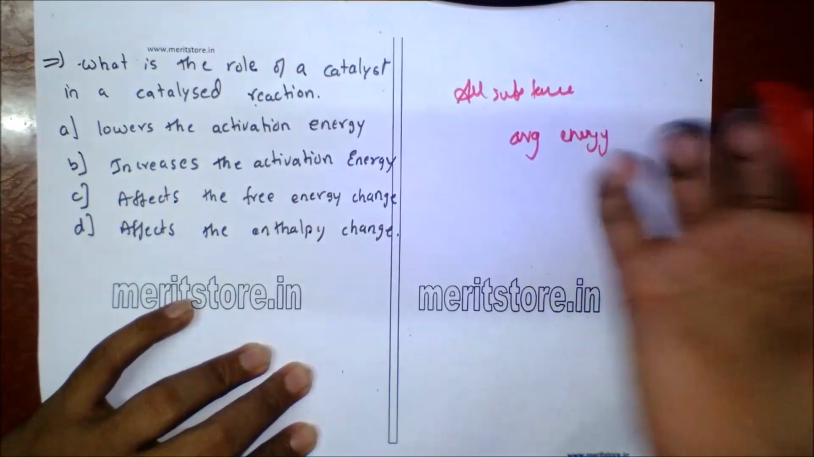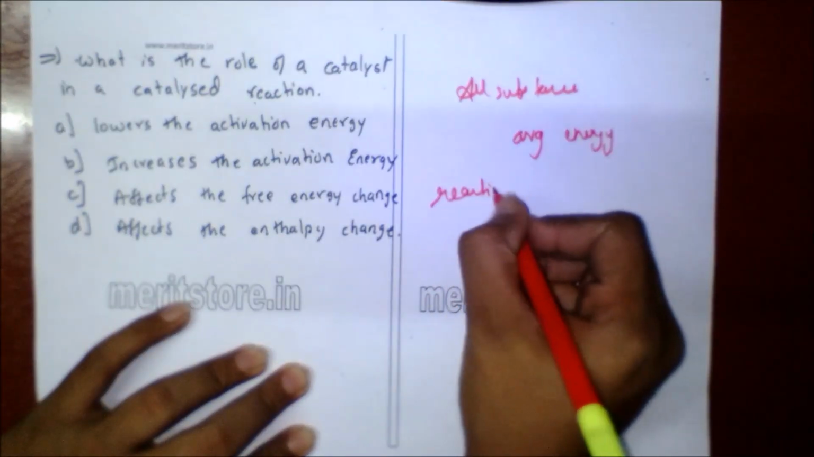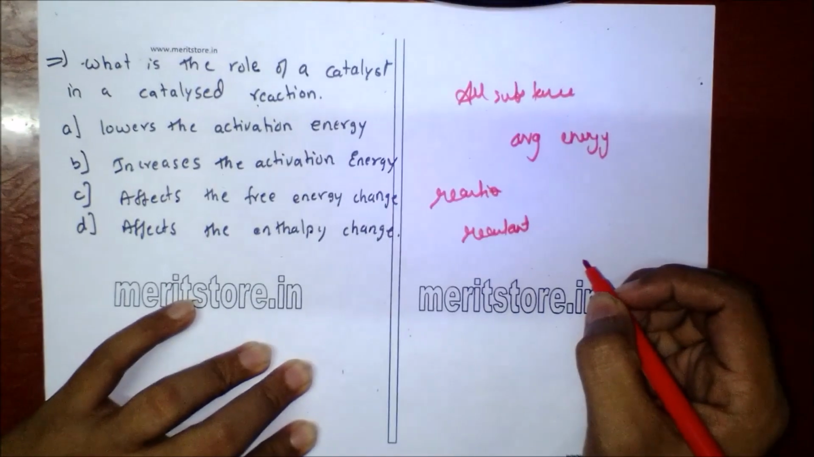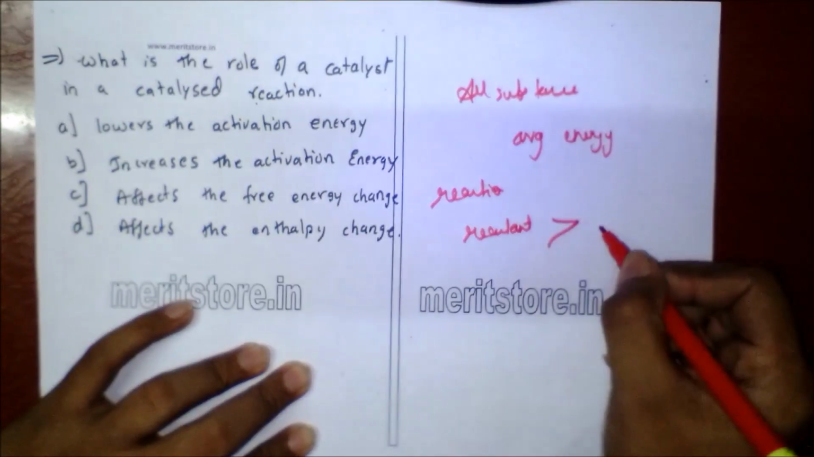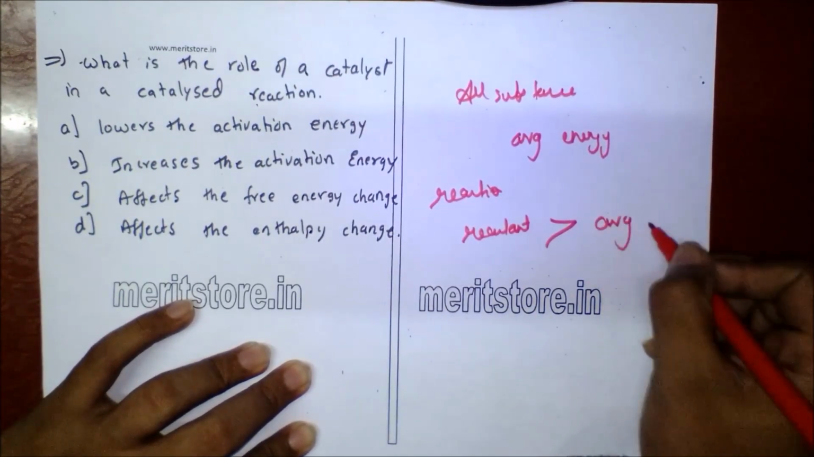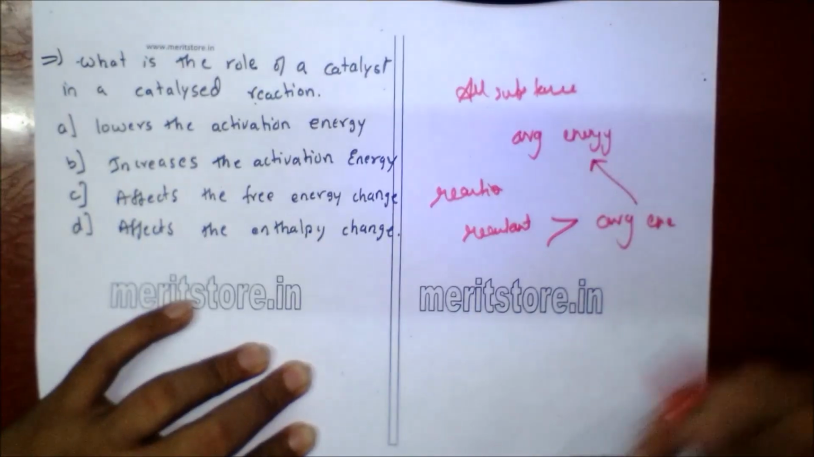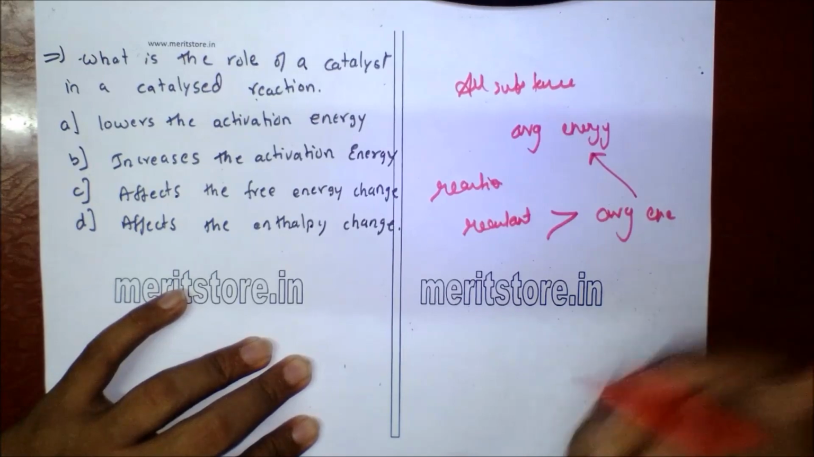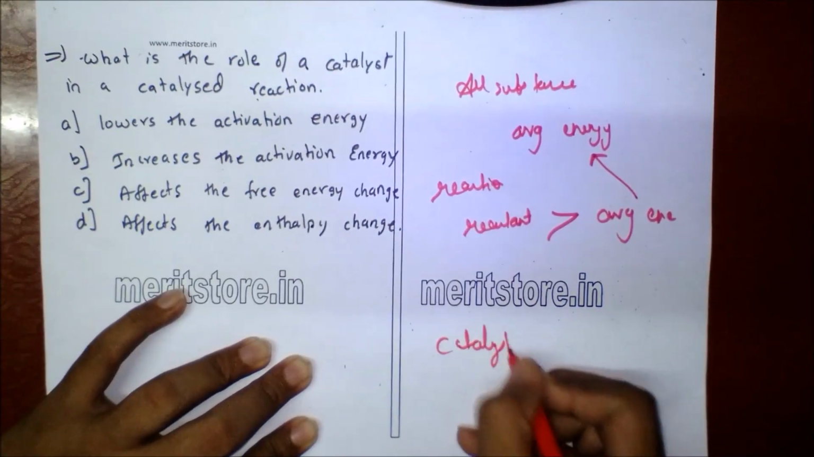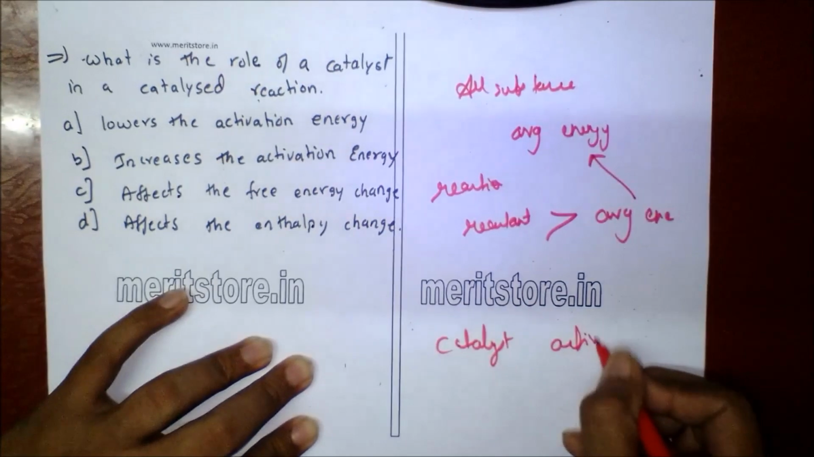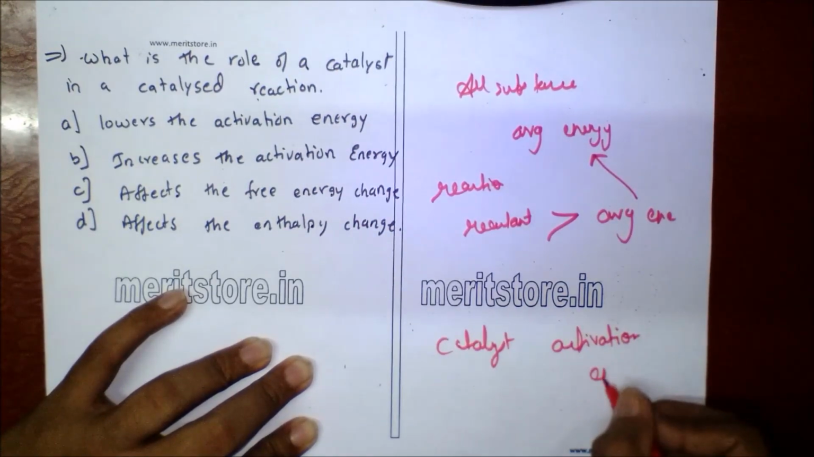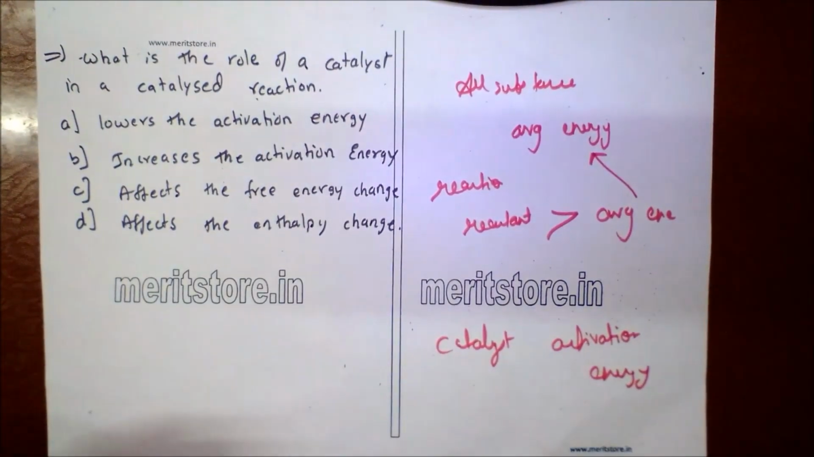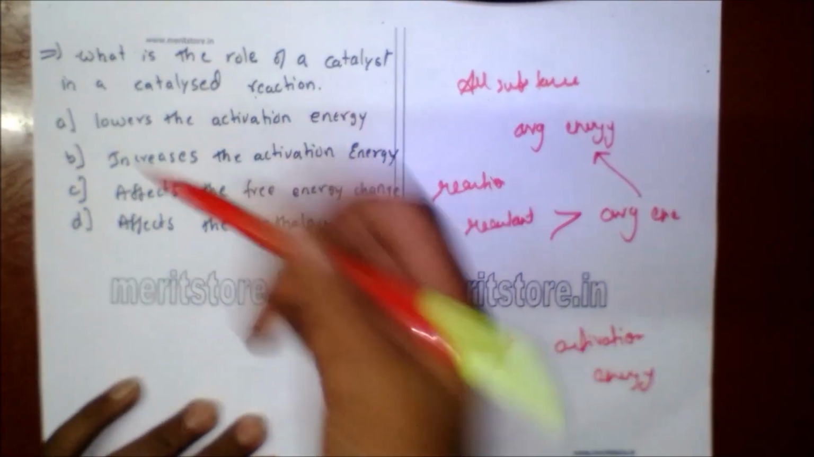Now, for a reaction to occur, the energy of the reactant should be more than the average energy of the substance. The reaction also occurs with the help of a catalyst, but it occurs faster because the catalyst decreases the activation energy, and therefore it helps the reaction to occur faster. Therefore, here the option is A. It lowers the activation energy.